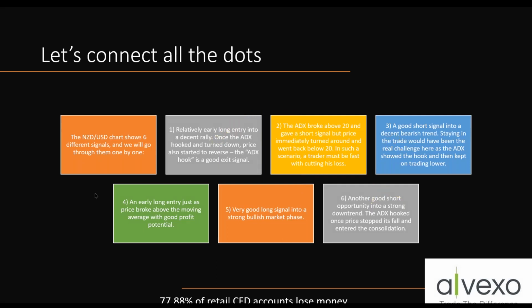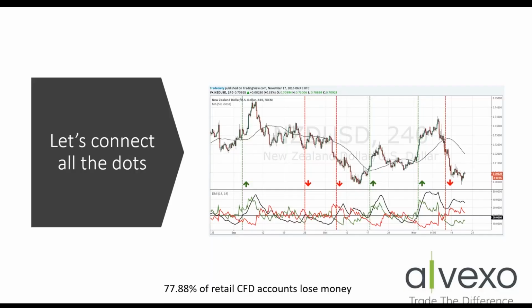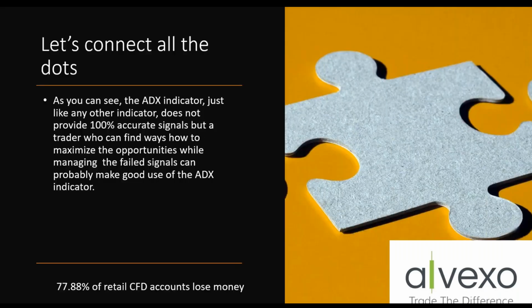So in other words, a relatively early long entry into the decent rally, once the ADX hooked and turned down, we would have entered the market and we would have reversed when we got the hook as the next exit signal. That hook is that ease. You don't want to wait till it's falling. You want the minute that momentum starts to wane.